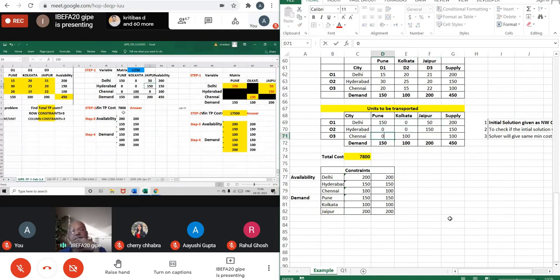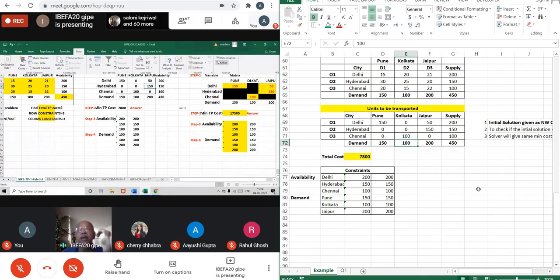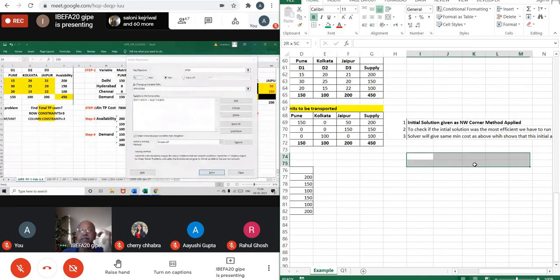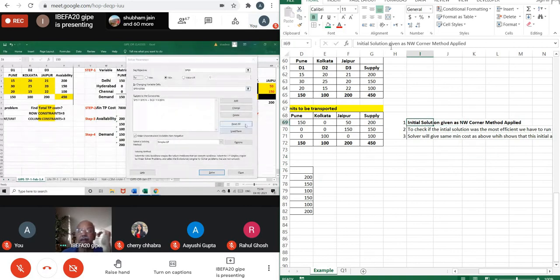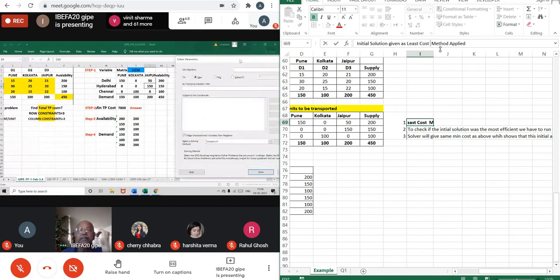What is the cost I get? So 7800. Verify it by solver. Already we know 7800 because I already found it. Even if I don't know, I have to go by solver and verify it. Here there is no need of verification because we already know it is correct.